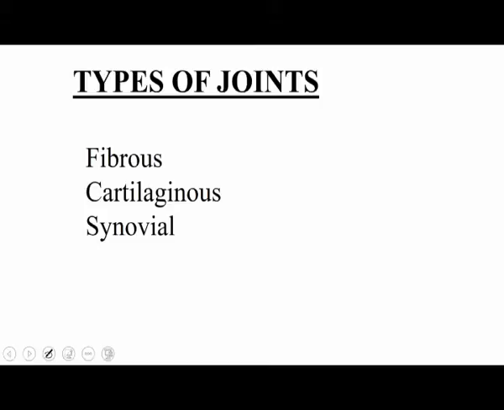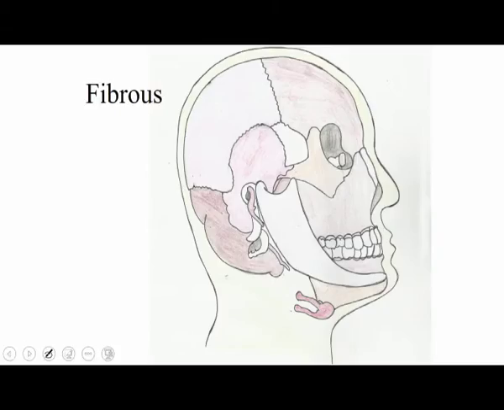So, if you see what is fibrous, just imagine our skull. What we discussed, we have these attachment areas. This is kind of attachment areas. This is what is forming the complete skull region. So this whole area is what you call the fibrous joint.